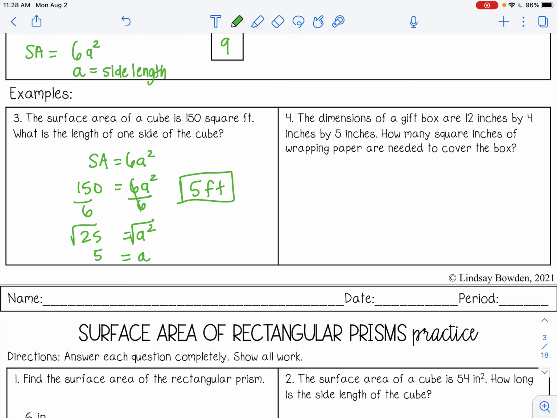All right, number 4, the dimensions of a gift box are 12 inches by 4 inches by 5 inches. How many square inches of wrapping paper are needed to cover the box? So wrapping paper would be the surface area. Since we don't have a net here, you could draw a net if you would like, or you can use the formula. The formula is not too bad for a prism, so I'm going to use the formula.